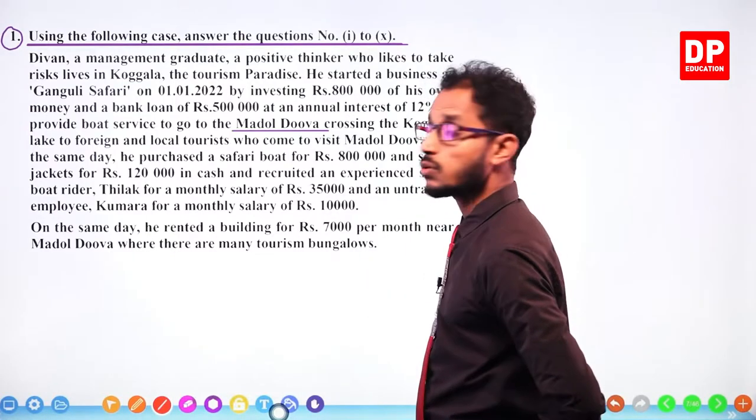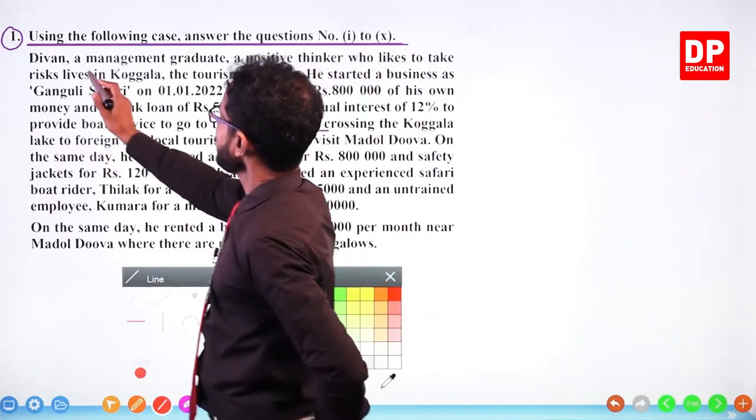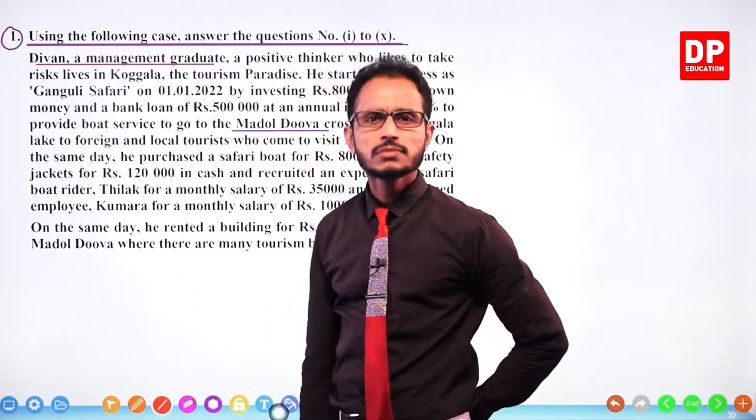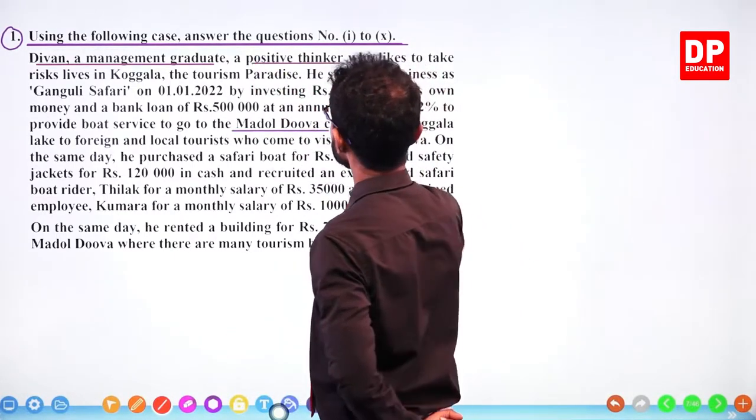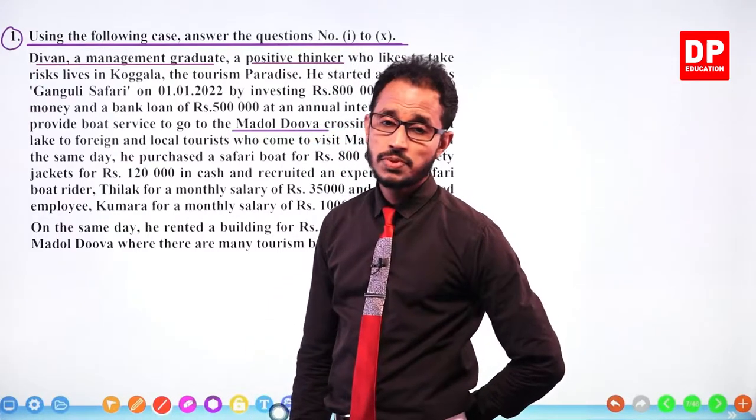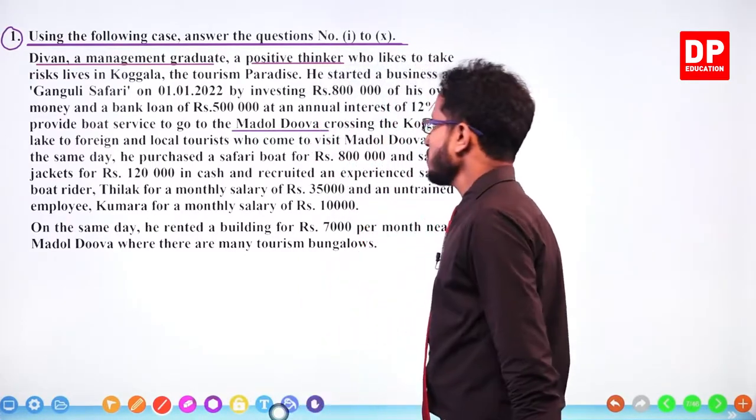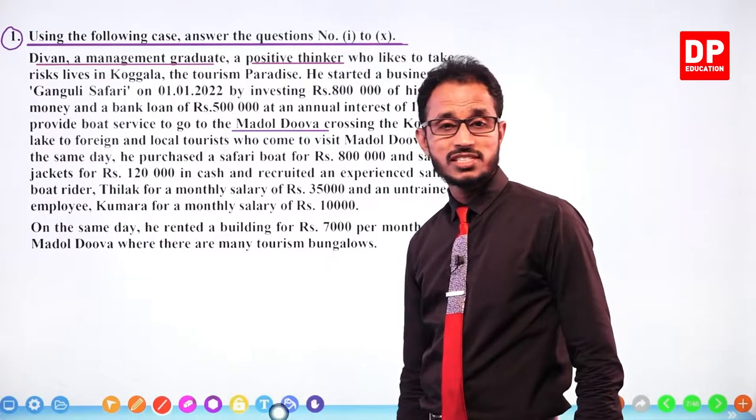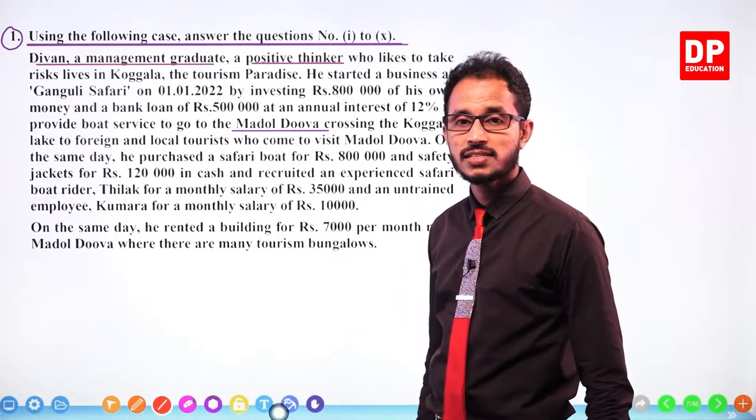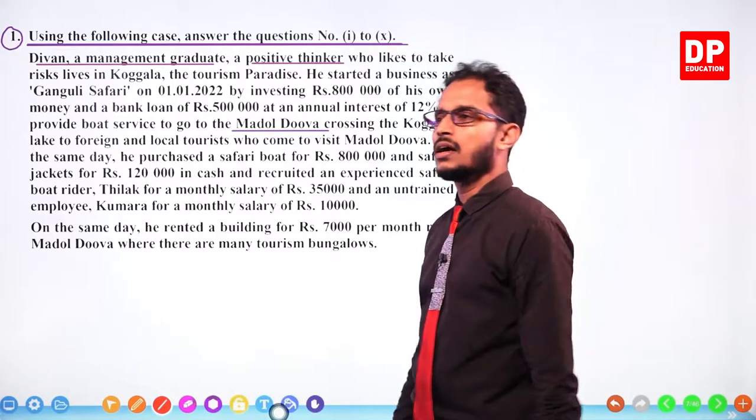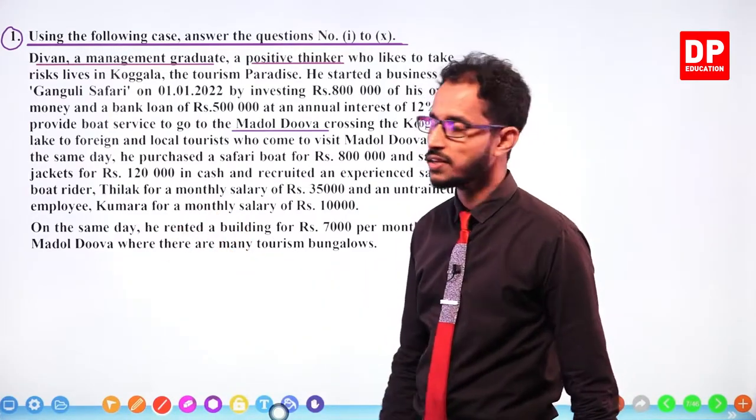Okay. All right, let's underline the key points, shall we? The key points. Devan is a management graduate. He's a graduate. Very smart. Positive thinker. Must be a beautiful guy. I don't know, I'm just imagining. Must be a very handsome fellow, huh? Positive thinker, always positive. So he must be really pleasant, having a gleaming smile and very attractive personality.